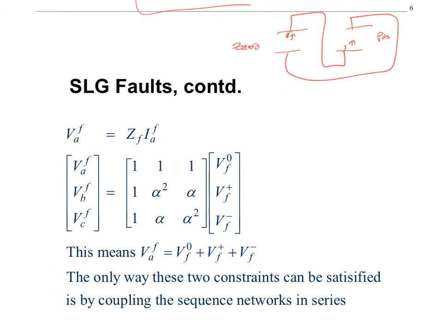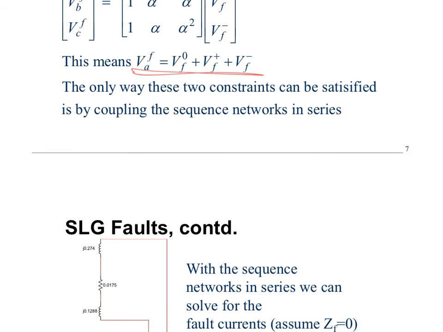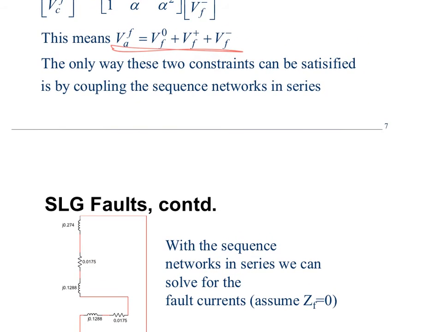Let's continue on. Let's look at the voltages now, because we also want to make sure that our fault voltage, our VA at the fault, had better be equal to VA0 plus VA1 plus VA2, right? Because I want to sum those voltages together when I'm putting them in series. So let's take a look. Yes, that holds true.